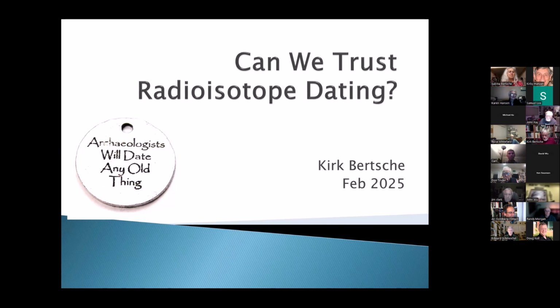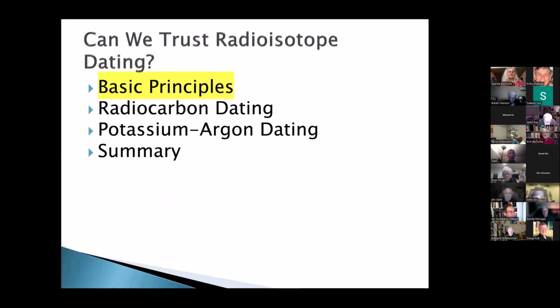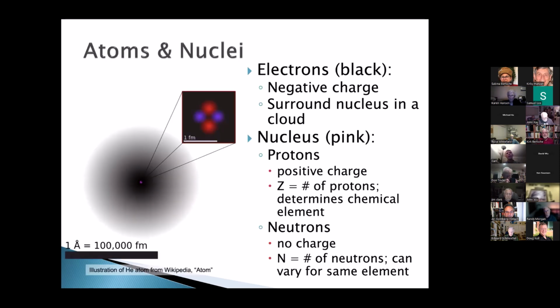Can we trust radioisotope dating? That's the topic for tonight. And as you see here, archaeologists will date any old thing. So I want to look at the basic principles of radioisotope dating, and then look at two examples, radiocarbon and potassium-argon, and then a brief summary.